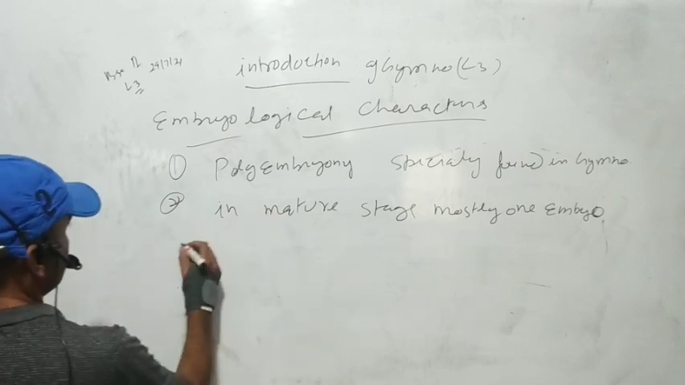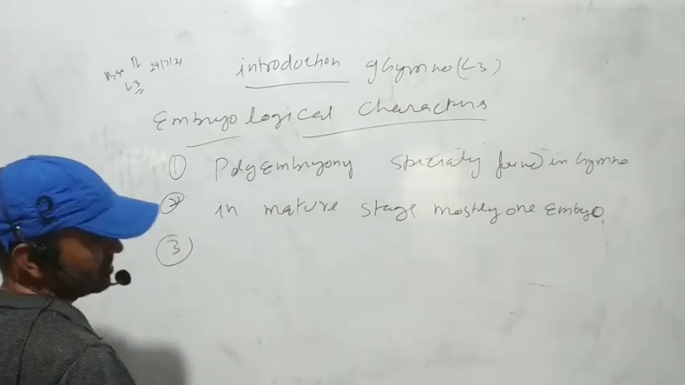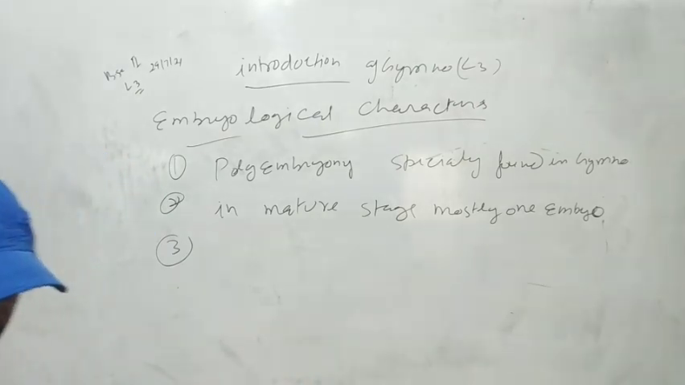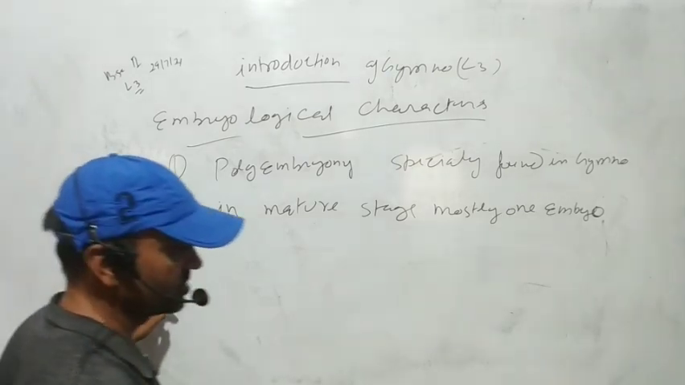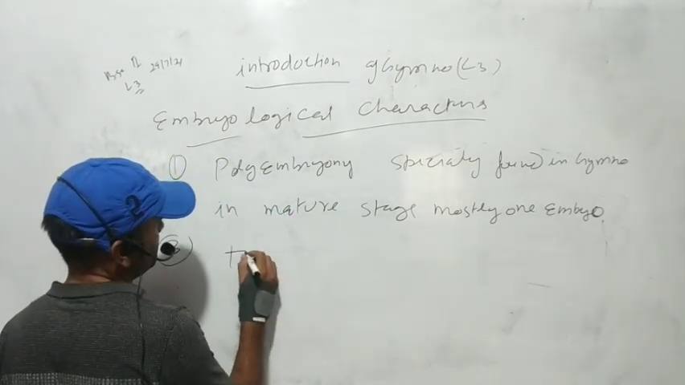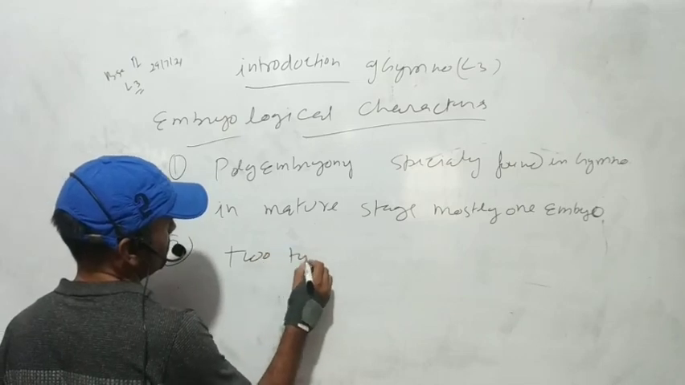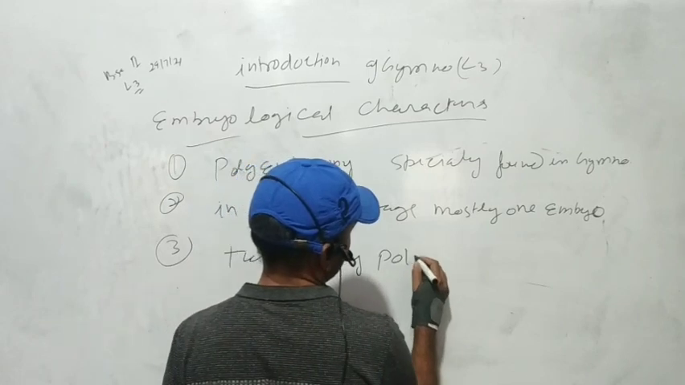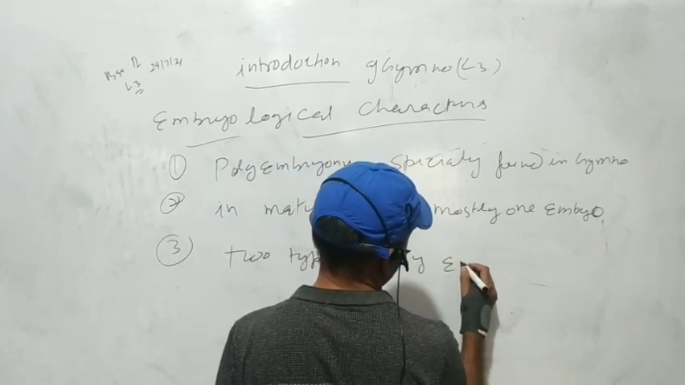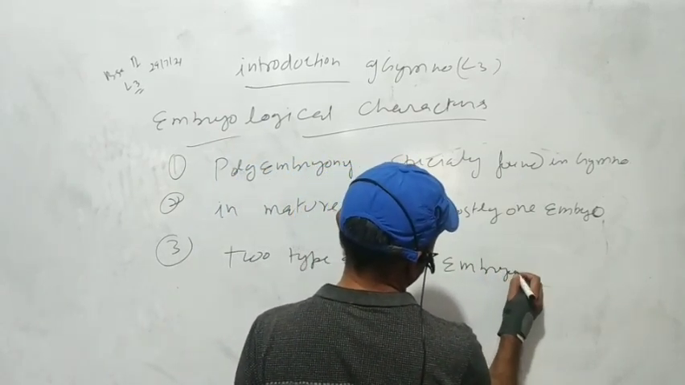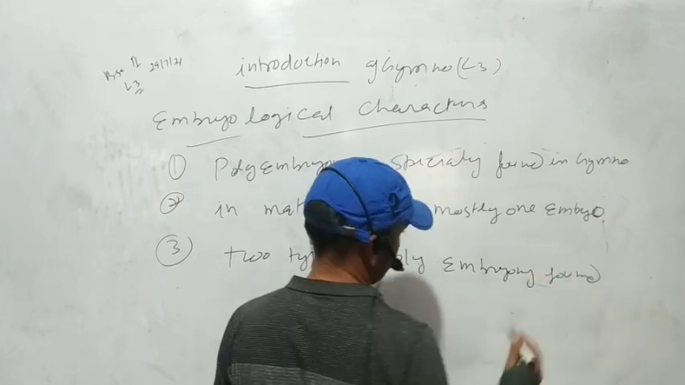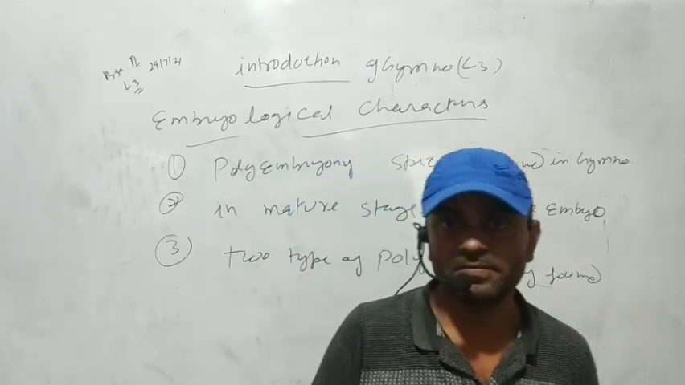Here, the third point is about polyembryony, which I just told you. The next point is that two types of polyembryony are found. Two types of polyembryony are found.